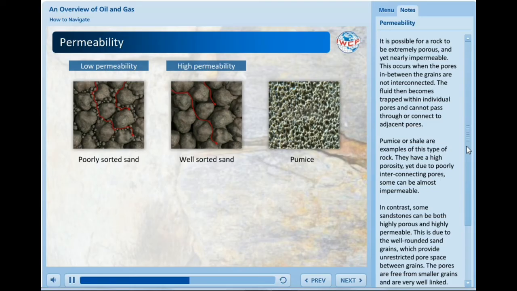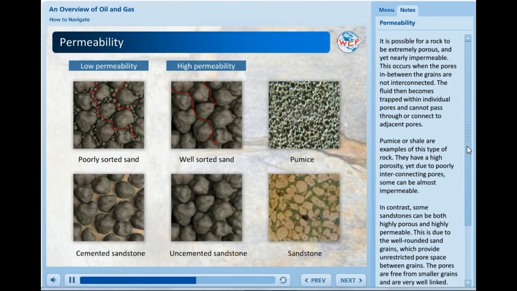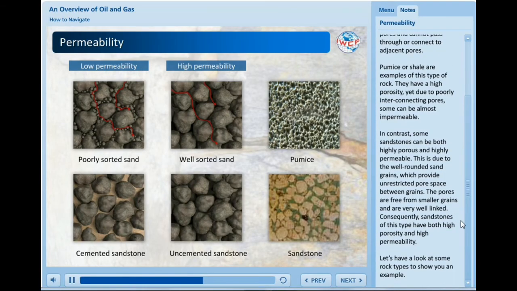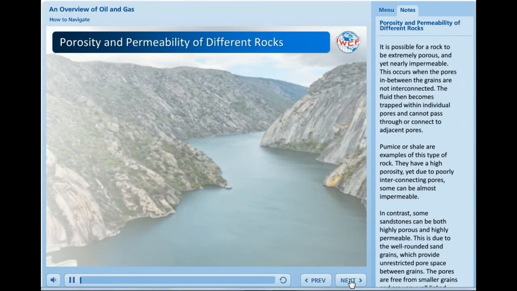In contrast, some sandstones can be both highly porous and highly permeable. This is due to the well-rounded sand grains, which provide unrestricted pore space between grains. The pores are free from smaller grains and are very well linked. Consequently, sandstones of this type have both high porosity and high permeability. Let's have a look at some rock types to show you an example.